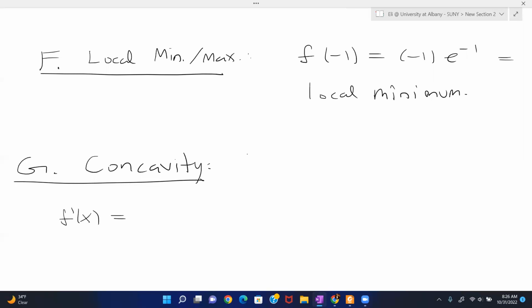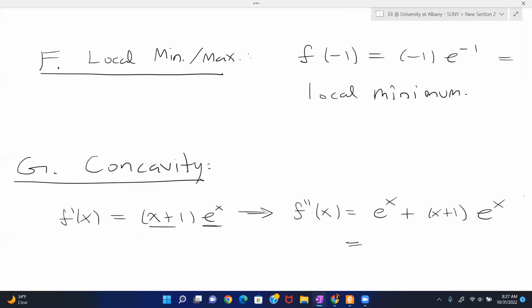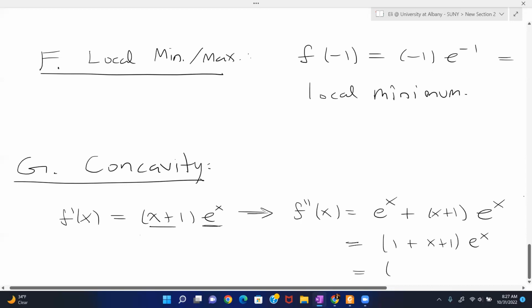So first of all, let's remember the first derivative is (x + 1)e^x. When we differentiate this, we have to use the product rule again. So this is our first function, second function. The derivative of the first function is just 1, so it's e^x, plus the first function times the derivative of the second function, so that's going to be e^x. And then we can factor out e^x. So we have (1 + x + 1)e^x, and that's just, I guess you could write it as (2x + 2)e^x.